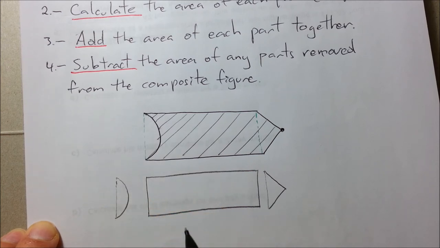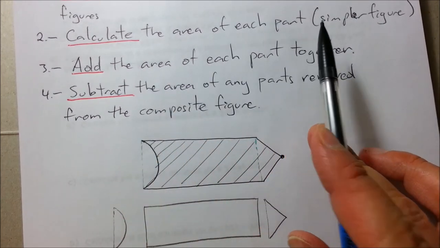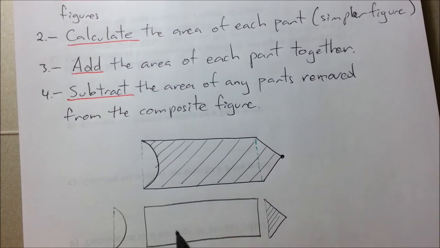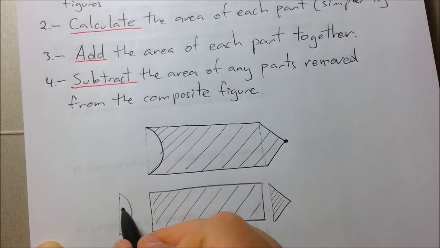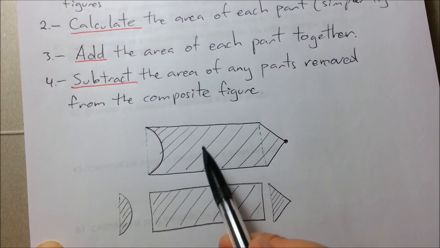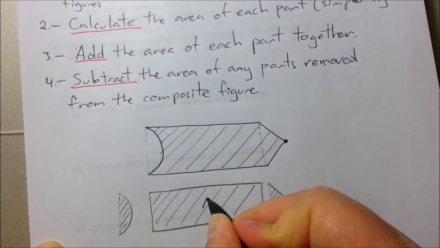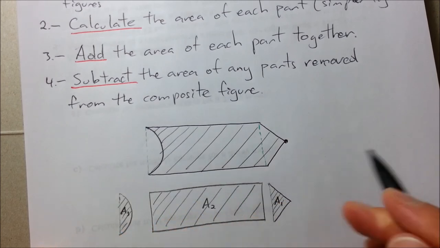Okay. Now, of course, the next step, it says calculate the area of each part. So we would calculate the area of this triangle. Then we will calculate the area of this. And then we would also calculate the area of this. Right? Our ultimate goal is to find the area of this composite figure. Right? Let's call this area 1, area 2, and area 3. So we're going to find out the total area.